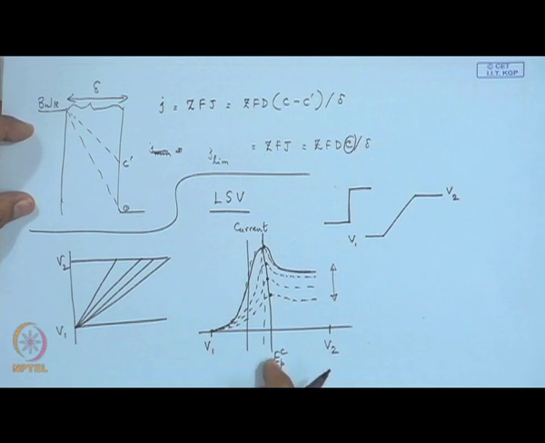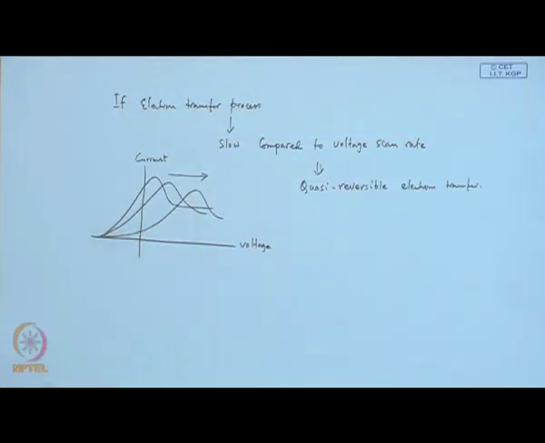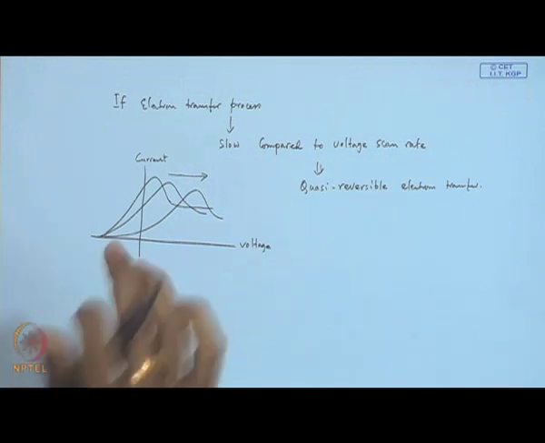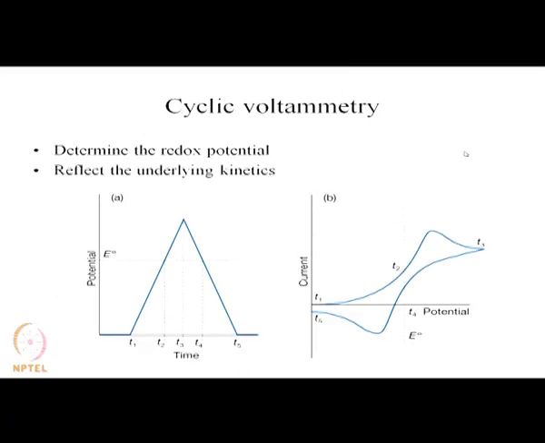In one case this peak potential is not changing, in this case your peak potential is changing. So, that will give you the idea of whether your electron transfer process is slower than your voltage scan rate, that is whether it is a quasi reversible or irreversible electron transfer. Okay. So, a slight modification of this has been done with cyclic voltammetry.